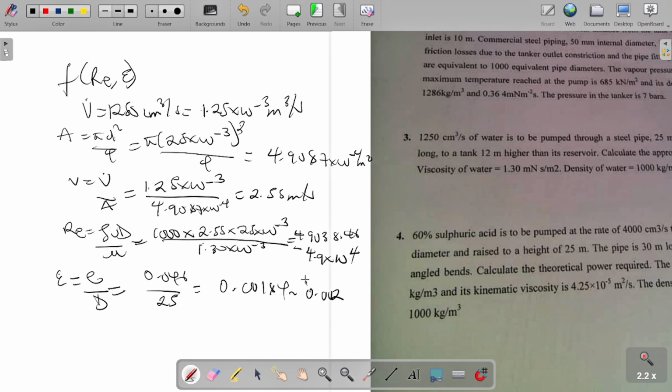So using this relative roughness and the Reynolds number over here, you can actually read the Moody chart to get our friction factor. So from the Moody chart, using those two, the friction factor becomes 0.026, right? Since we have our friction factor now, you can go on to calculate our pressure drop.